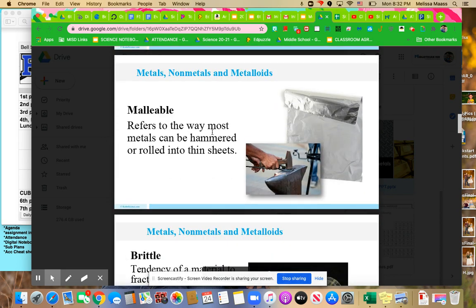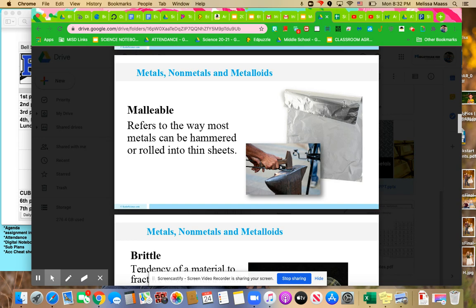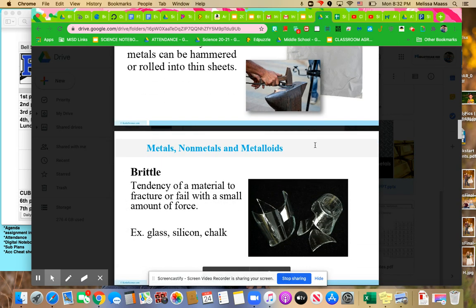Malleable. This refers to being hammered into thin sheets. I think of taffy in a way, but when they refer to metals, nonmetals, and metalloids, they're more so talking about the fact that you can really make it into thin sheets. A great example of this is aluminum foil, like what your mom uses to cook with. That's a really awesome example.